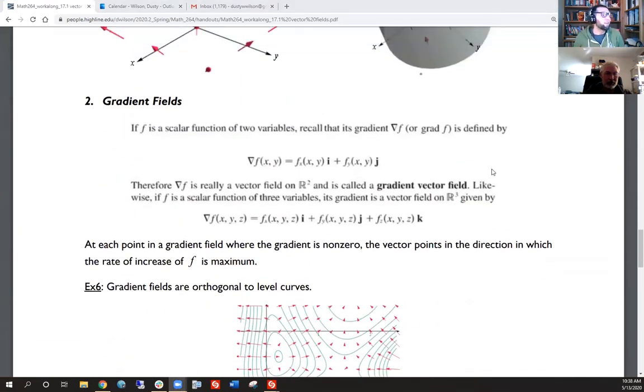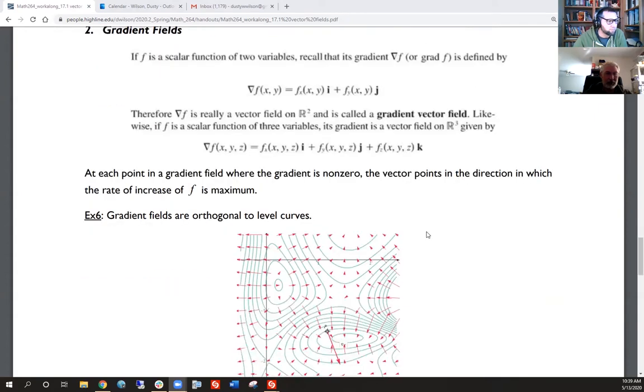So if f is a scalar function of 2 variables, then we say that del or nabla f or grad f is defined by nabla f equals fx, fy. Here we're using the i's and j's instead of the angle brackets. Same thing for gradients if you were in 3 dimensions, but again, much more difficult to visualize.